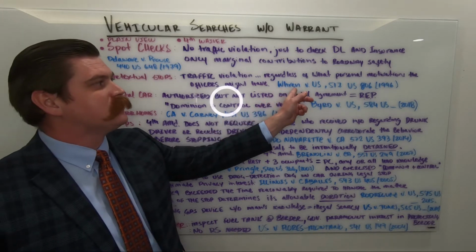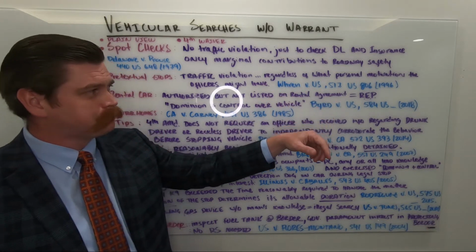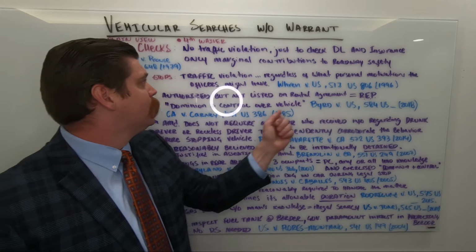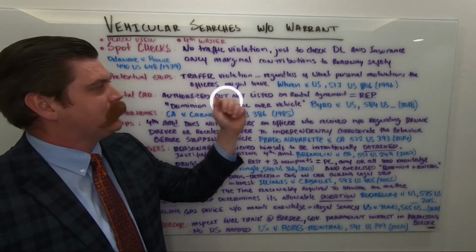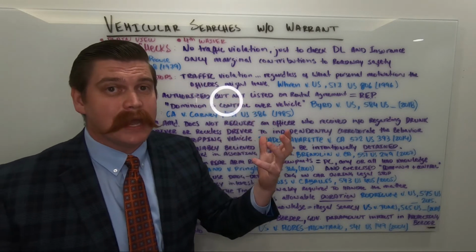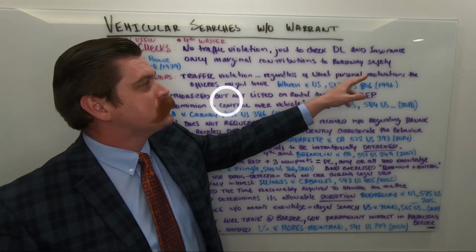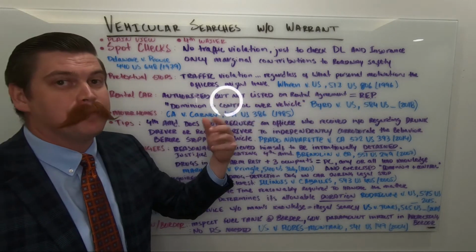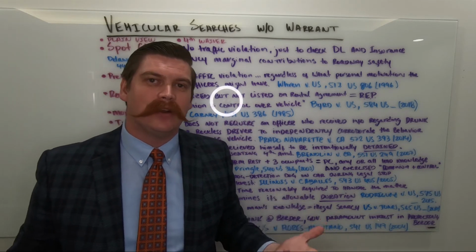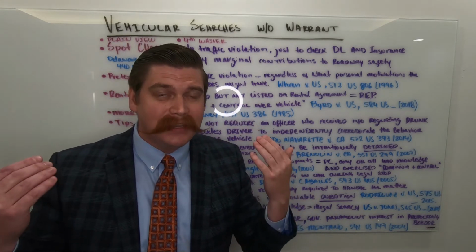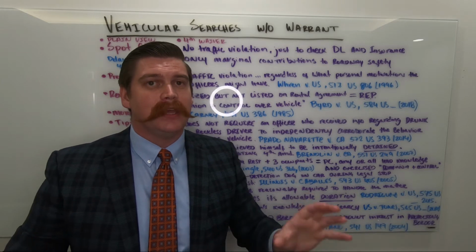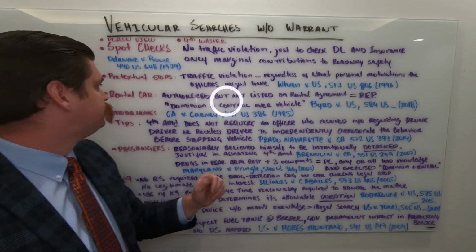Unfortunately, we have a case of Whren versus United States, a 1996 case, that says that if there's a traffic violation, that stop will be legal, regardless of what personal motivation the officers might have. So it doesn't matter what the officers really thought. If there's a violation, they can pull you over.